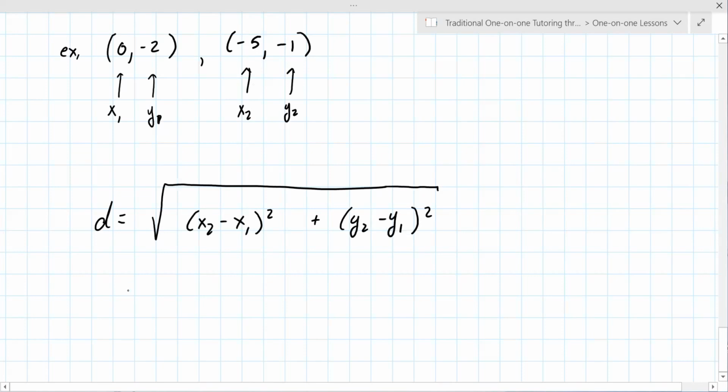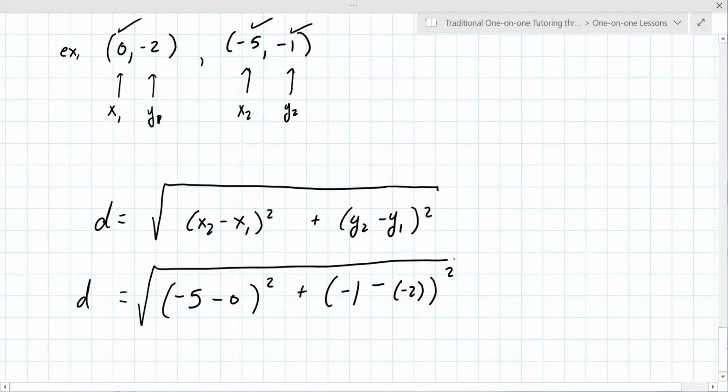So now you have to go to your points here and plug them in. So instead of x2, it's minus 5. Do you see how I use that value? X1 is 0. Y2 is minus 1. Minus, and this is where you have to be very careful, minus y1 is negative 2. So see how whenever I substitute in for a negative, I put it in parentheses.